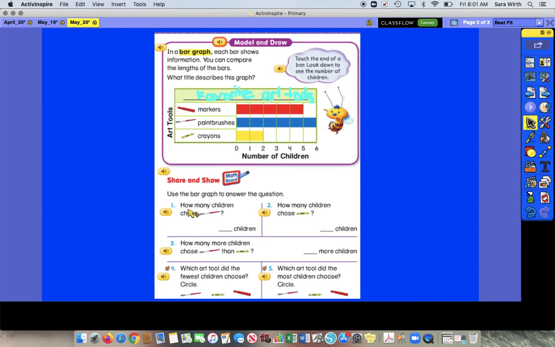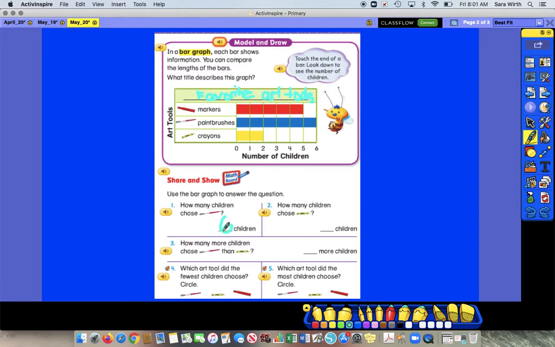The first question they ask us is how many children chose paintbrushes. So we can look at the graph, we can count the number of squares, 1, 2, 3, 4, 5, 6, or we can just go all the way across the graph to the last part that is colored in and then go down and see what number it is. It's the number 6. How many children chose crayons? Let's start here and go all the way over to where the bar stops, right here, and then we'll look down and see what number we're at, which is 2, and we will write 2.